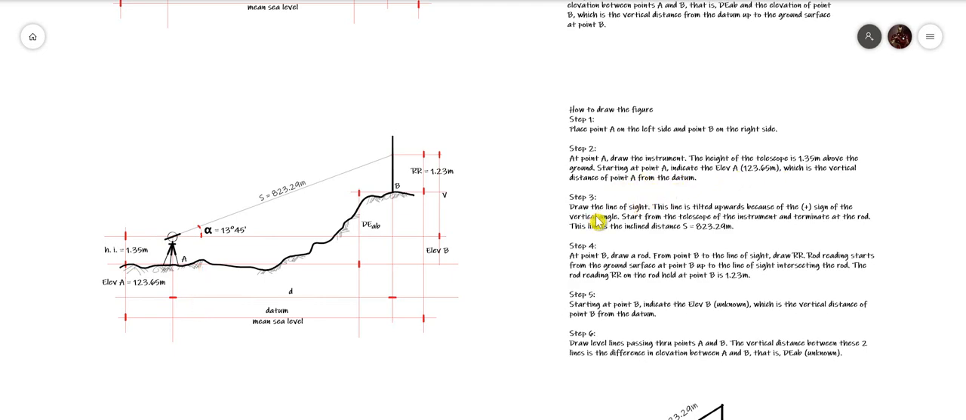Step 3. Draw the line of sight. This line is tilted upwards because of the plus sign before the vertical angle. Start from the telescope of the instrument and terminate at the rod. This line is the inclined distance S, equal to 823.29 meters.